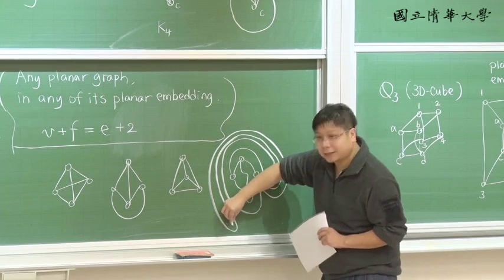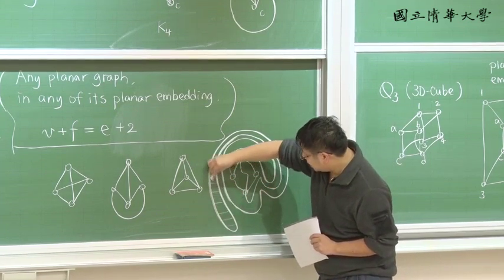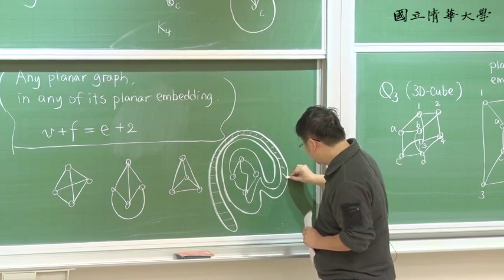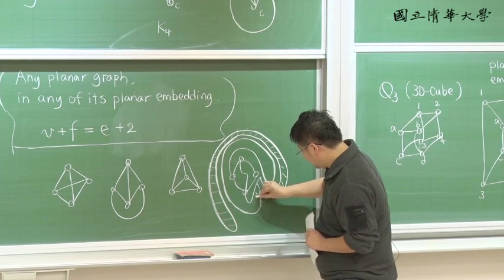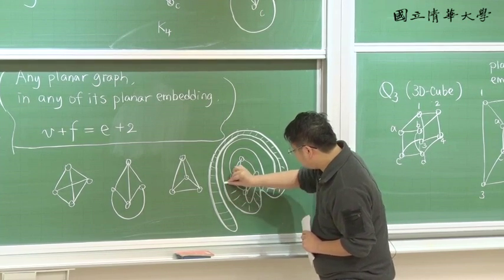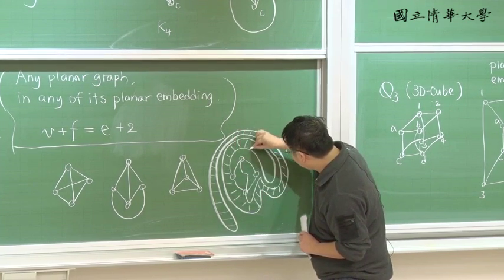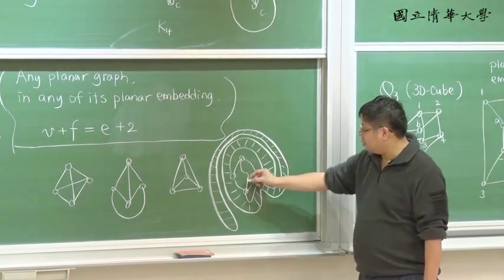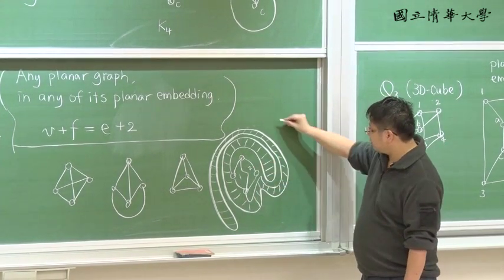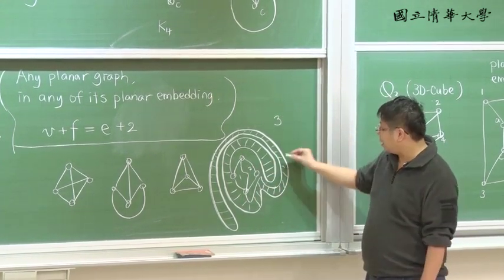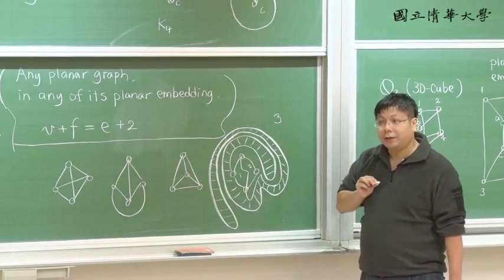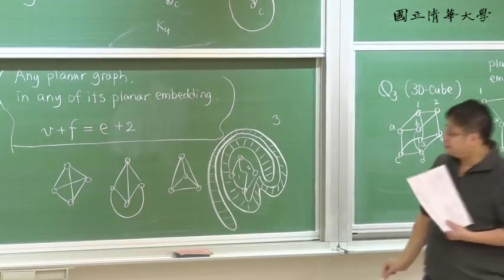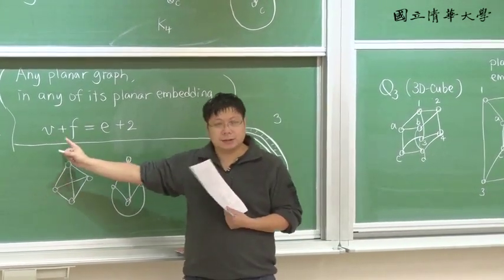Yeah, so let's color it. So this looks like a region, right? So you can see that there is 1, there is 2, there is the outer space 3. And there is this kind of thing, 4. So there are still 4 regions. So in any embedding of a planar graph, it has to obey this rule.